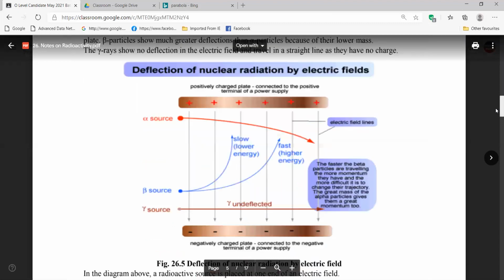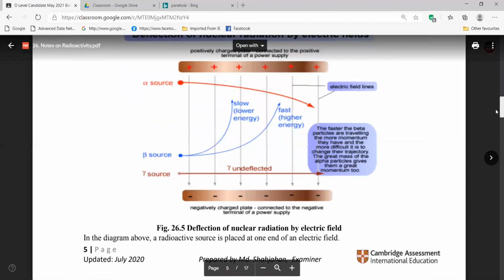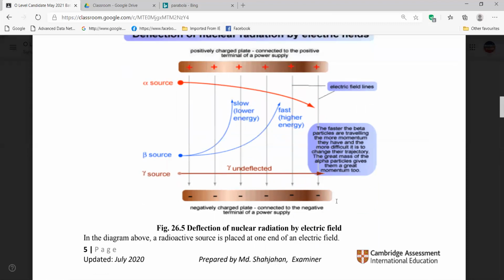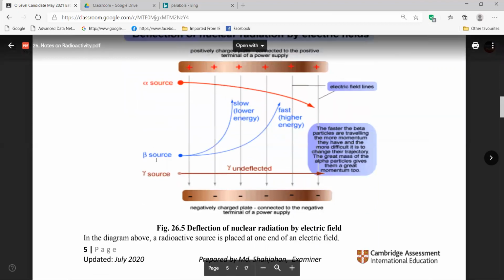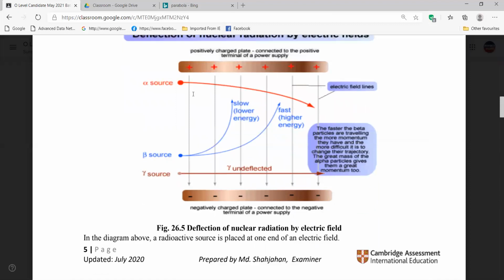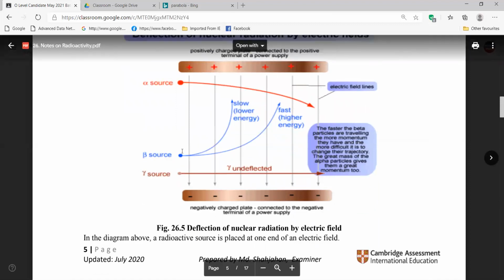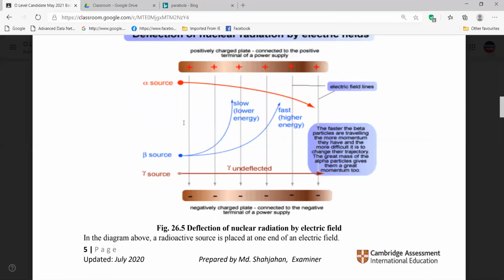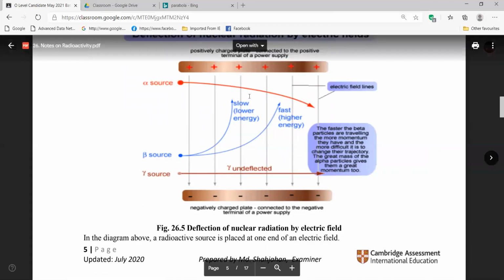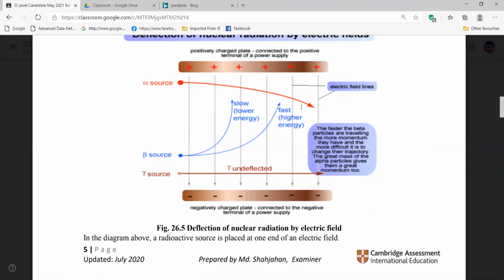So, you have the diagram now. Look at the deflection of alpha. It's going towards the negative, and beta are going to positive. And alpha and beta, if you compare them, alpha has less deflection, right? Yes, because of their higher mass.